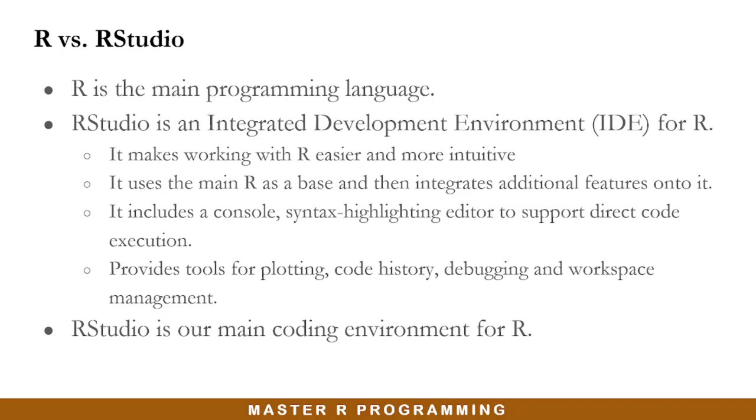It has a console for executing codes, an environment window for showing the history of the codes which you execute, a script window which serves as an editor for writing and executing codes directly, and a whole lot more. Therefore, RStudio is our main coding environment for R. However, let us demonstrate the differences between the two practically.